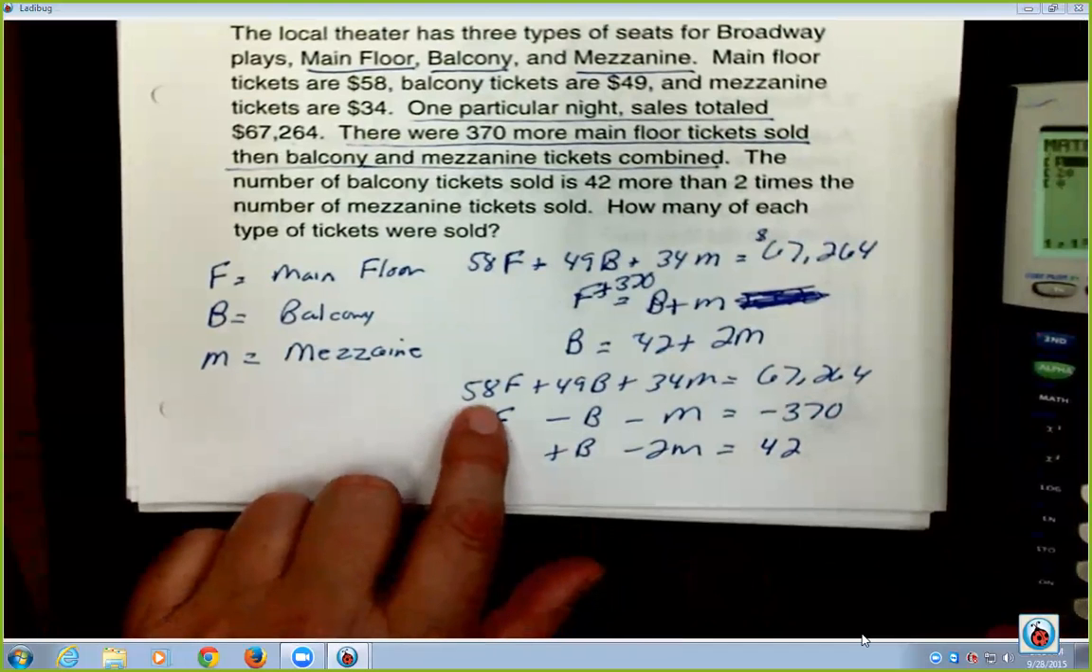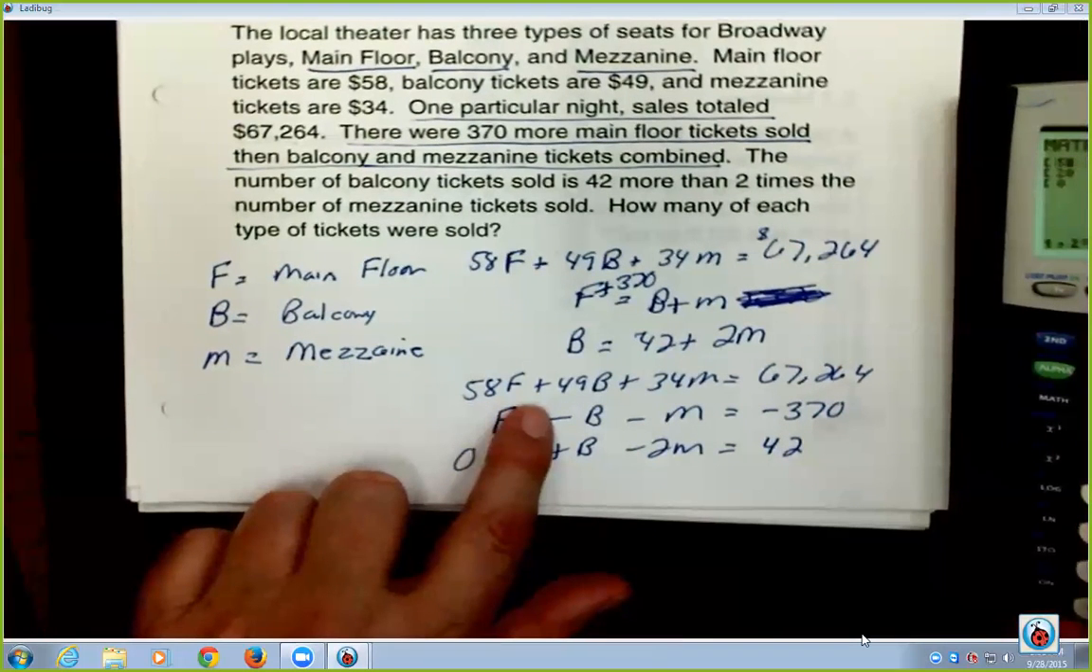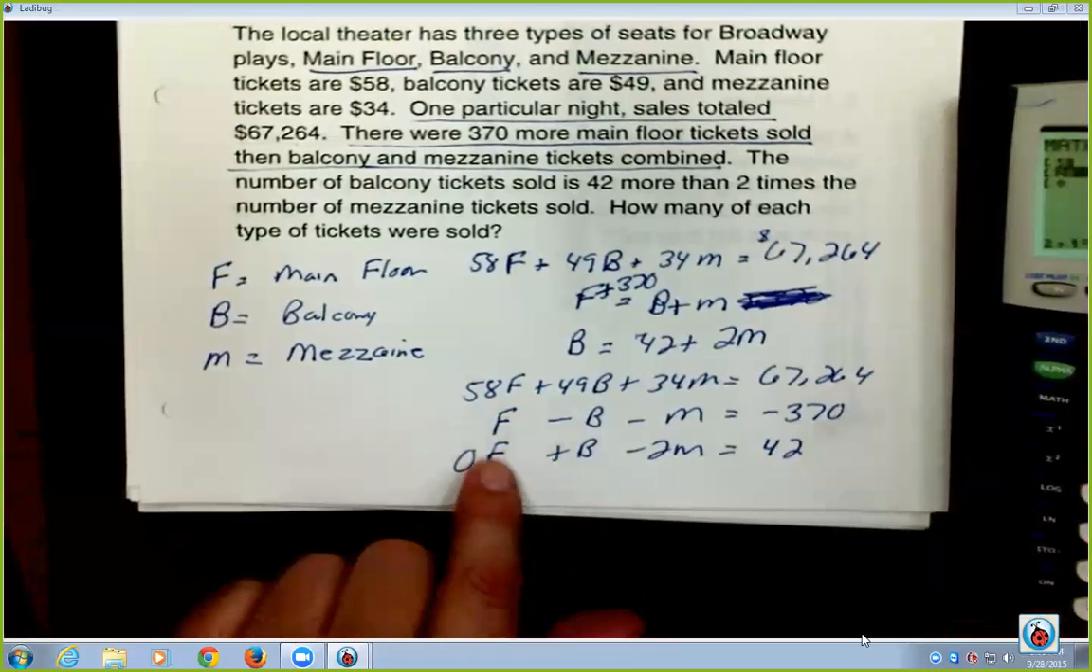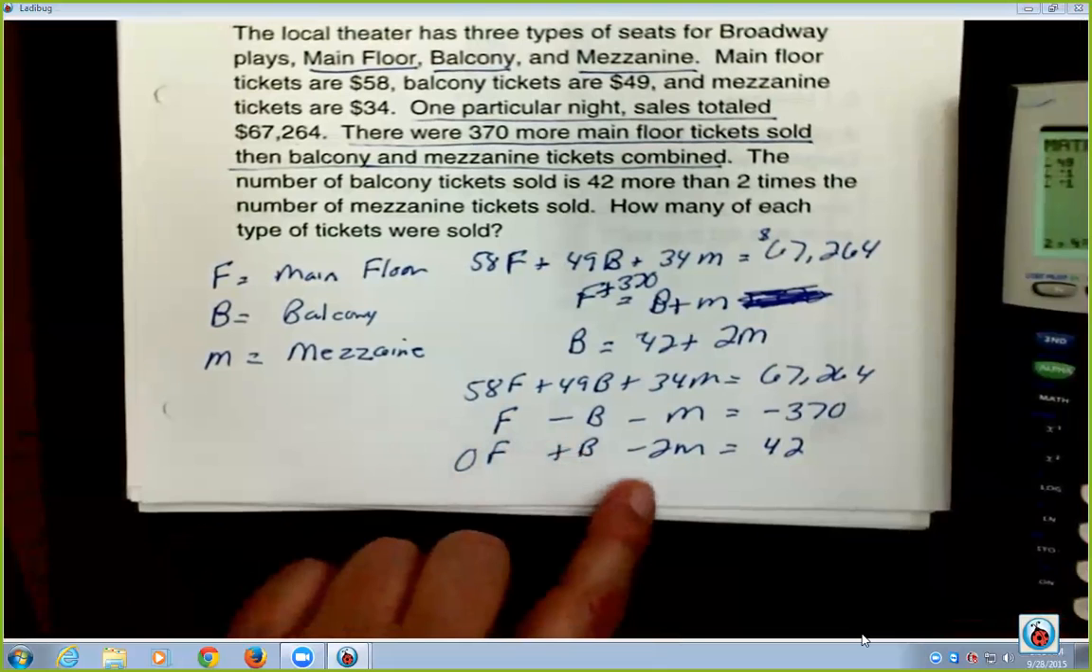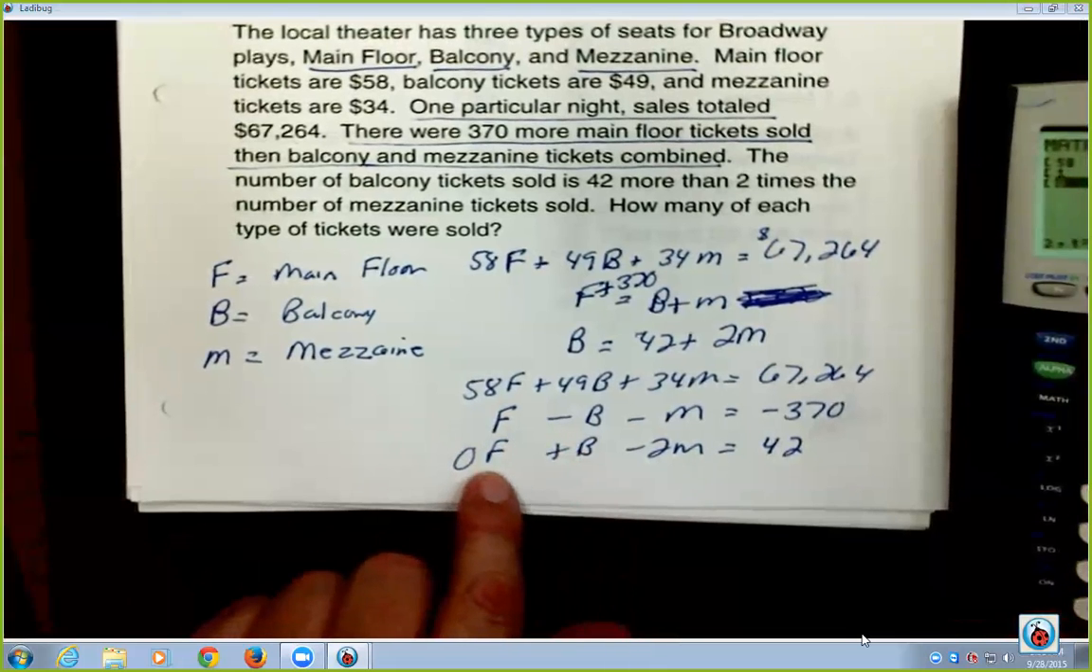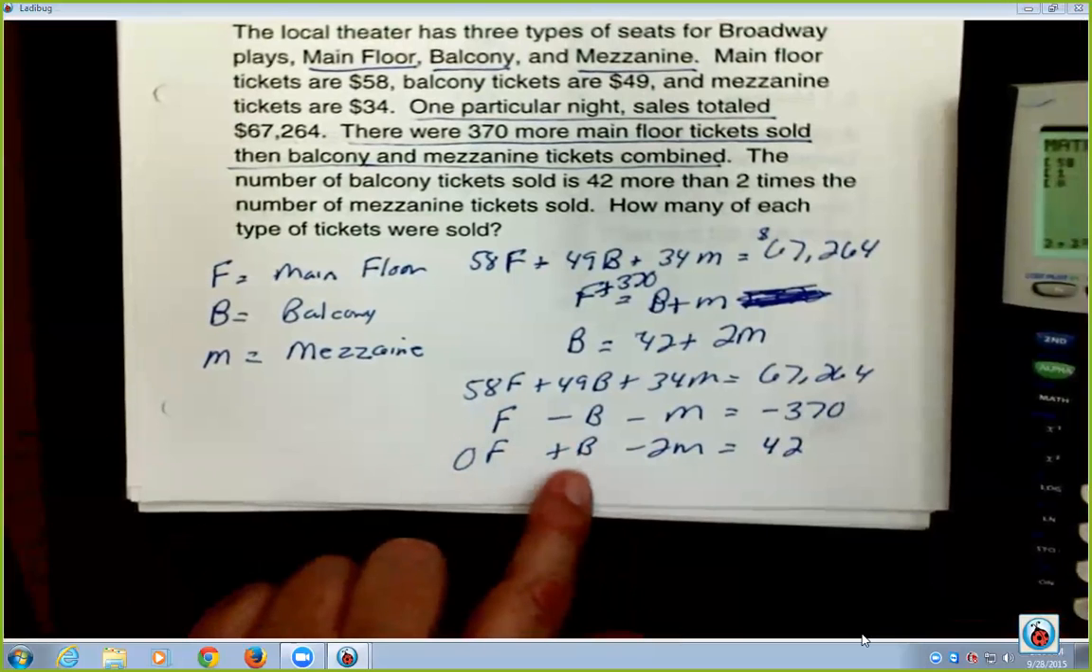And I'm going to get 58. Enter 49, enter 34, enter 67264, enter 1, enter, -1, enter, -1, enter, -370, enter. And then last 0, enter, 1, enter, -2, enter, 42, enter.